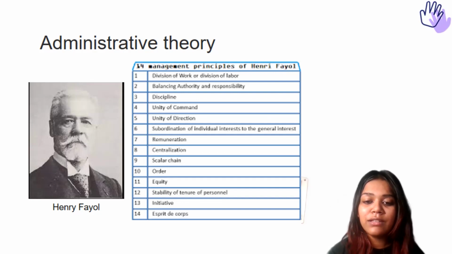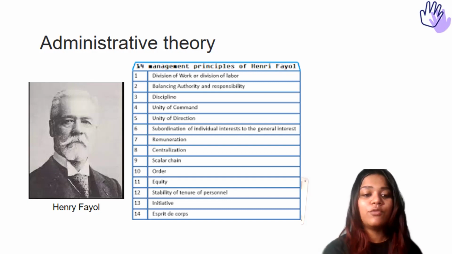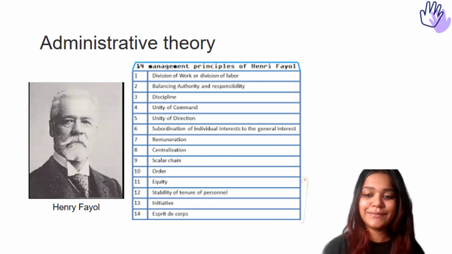Initiative. Initiative within the limits of authority and discipline increases the zeal and energy of the human element. Fayol describes initiative as one of the greatest satisfactions for an intelligent man to experience. The management should encourage employees to take initiative so that they can bring something new to the table. And the last one is Esprit de Corps, which means team spirit and union is strength. It encourages the spirit and devotion that is required to ensure group harmony. So these are the 14 principles given by Henry Fayol.